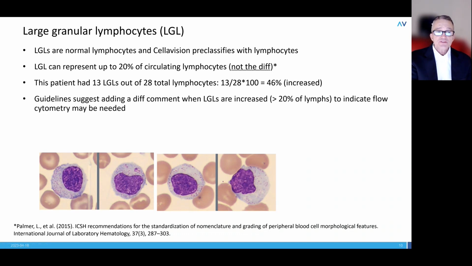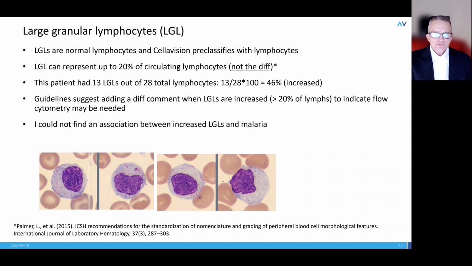The ICS guidelines suggest adding a differential comment when the LGLs are increased, which is more than 20% of total lymphocytes. The reason for that is it can be an indication to the clinician they may want to order flow cytometry because there may be an underlying LGL neoplasm, such as LGL leukemia. That needs to be ruled out versus a reactive increase in LGLs. I looked, but I could not find an association between an increased number of LGLs and malaria.